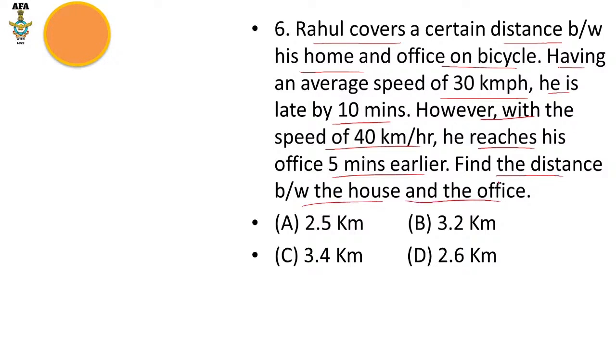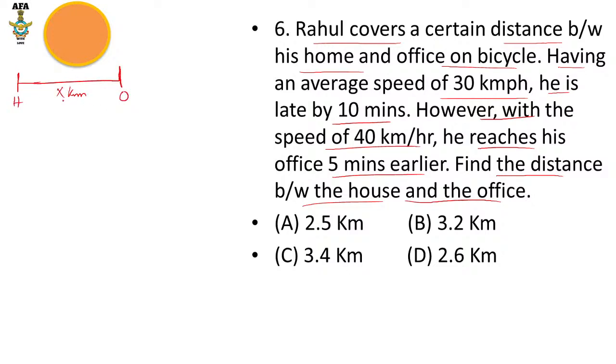So what should be the correct answer? How are we going to proceed? How are we going to solve this question? Let's see. First of all, I would like to tell you something. So, Rahul covers a certain distance between his home and office on bicycle. Suppose this is his home, this is the home of Rahul, and this is the office. So the distance is certain, we don't know the distance.